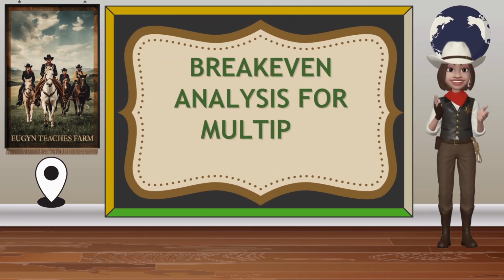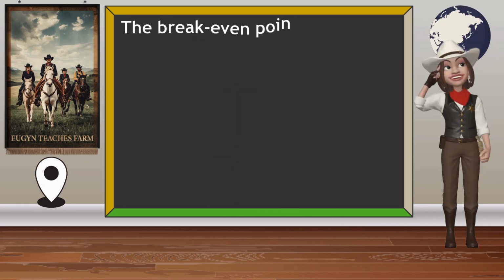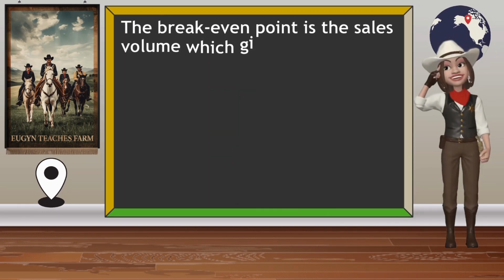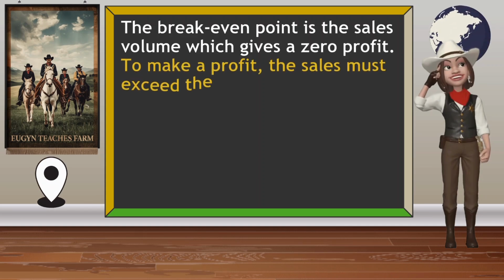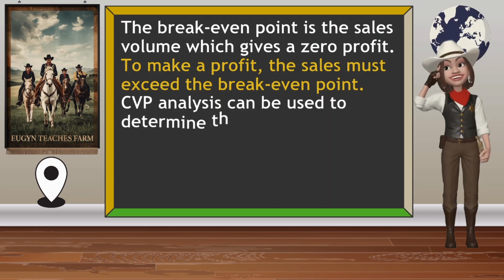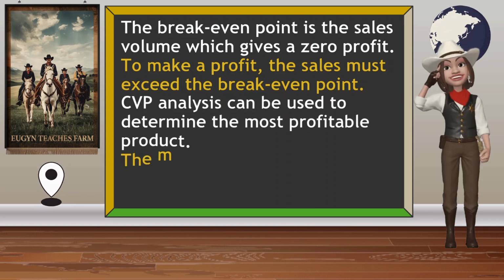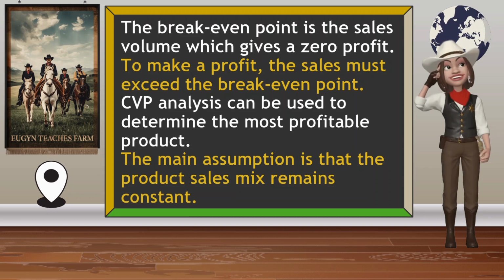Break-even analysis for multiple products. The break-even point is the sales volume which gives a zero profit. To make a profit, the sales must exceed the break-even point. CVP analysis can be used to determine the most profitable product. The main assumption is that the product sales mix remains constant.